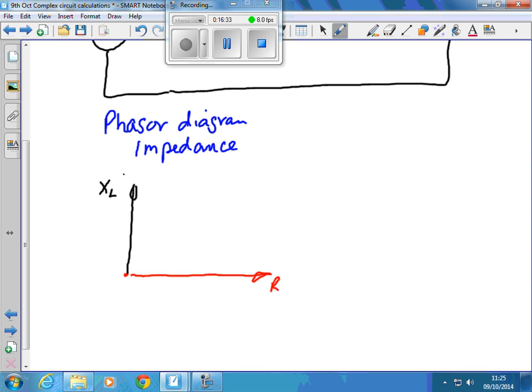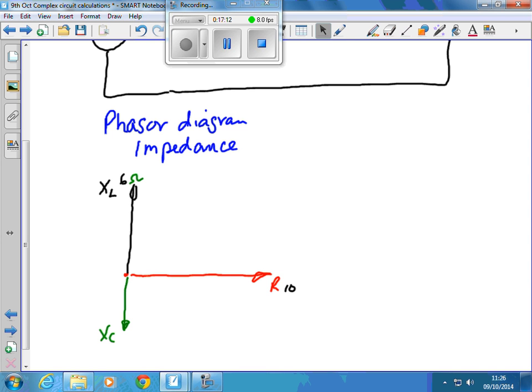XL, that's 6. R is 10. XC, what's the phase angle associated with that? Downwards, 90 degrees down. That's only 4, so we draw a slightly shorter line, XC. Now, the overall impedance is all of those added together.